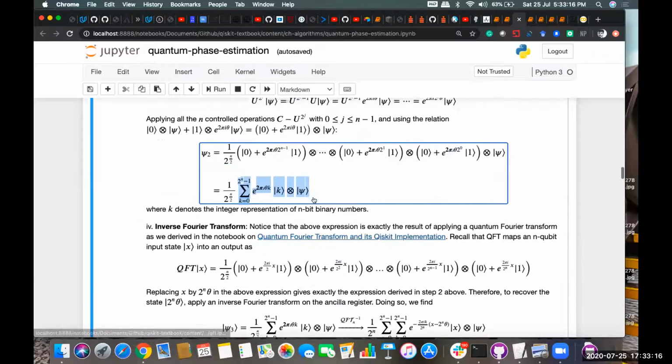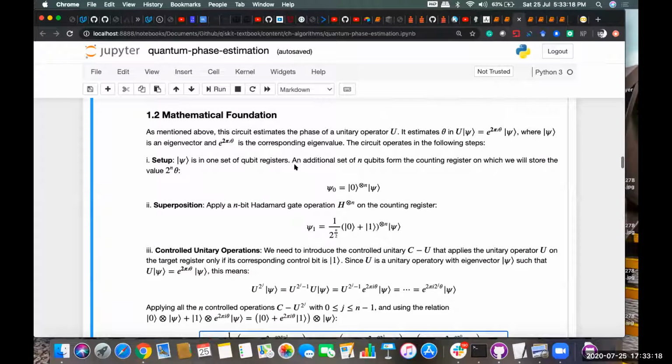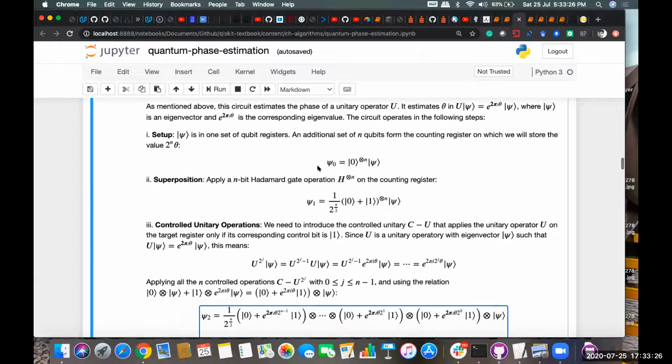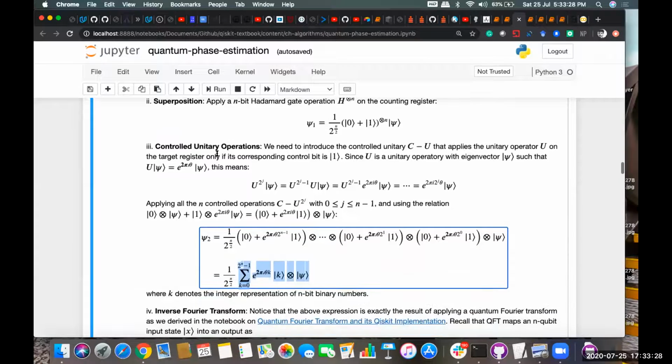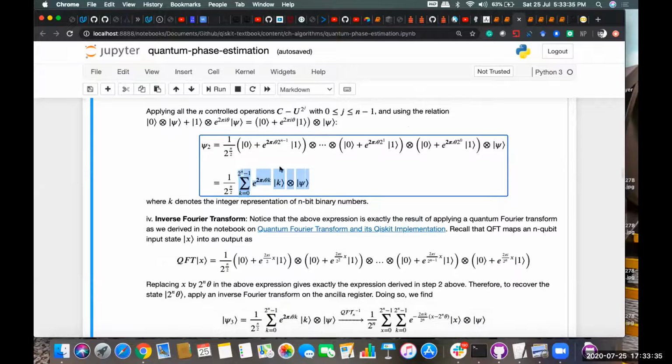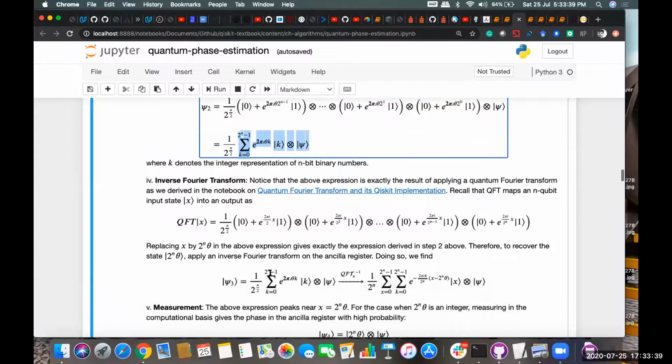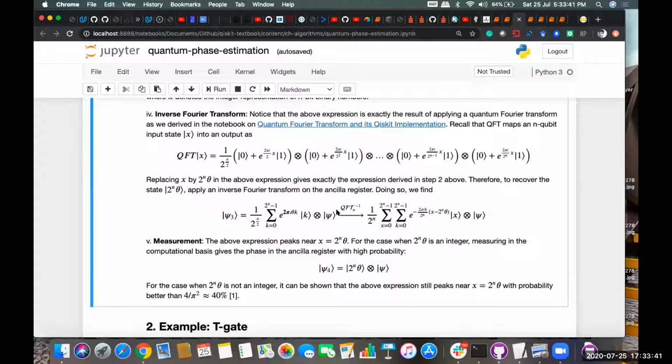The very first step is setting up the number of qubits, how many qubits you want to use for the phase estimation. Put those qubits in the superposition state. Apply control unitary operations; that is the general expression for this, and we have to create the circuit for it. Then apply the inverse Fourier transformation on that. After applying the inverse Fourier transformation, if we measure the value, we will get the value of theta.